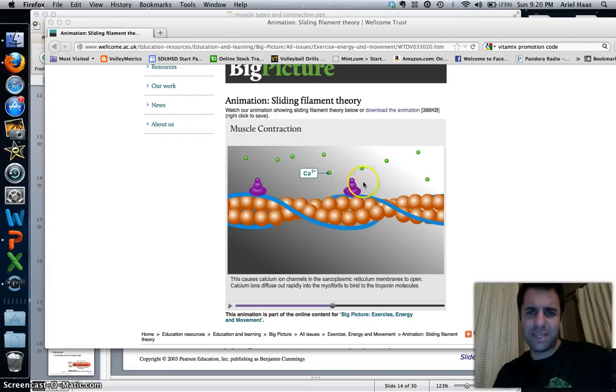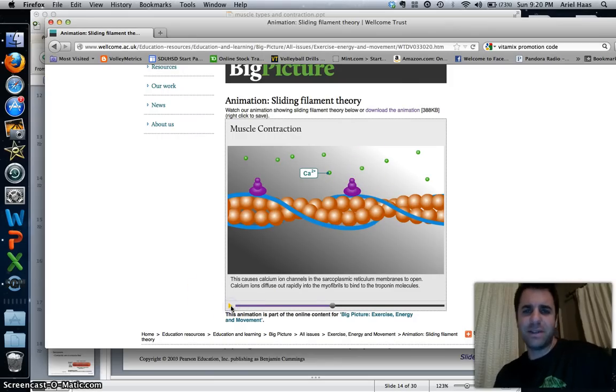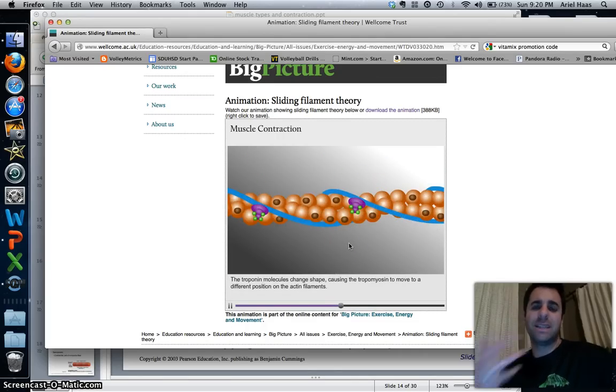Once again, we have the muscle protein right there called troponin, and here's calcium entering. I'll start the animation going. Calcium is going to bind to the troponin, and it's going to cause the tropomyosin to move and uncover the actin, here, the myosin binding site on the actin.